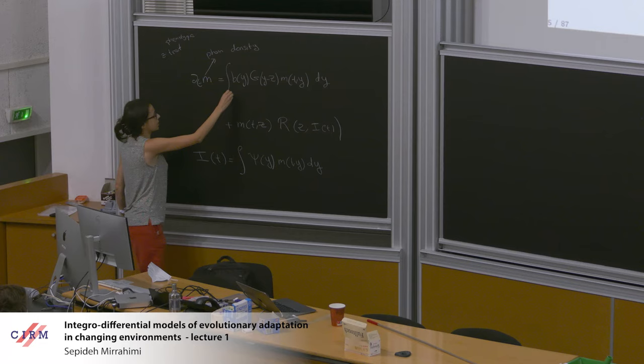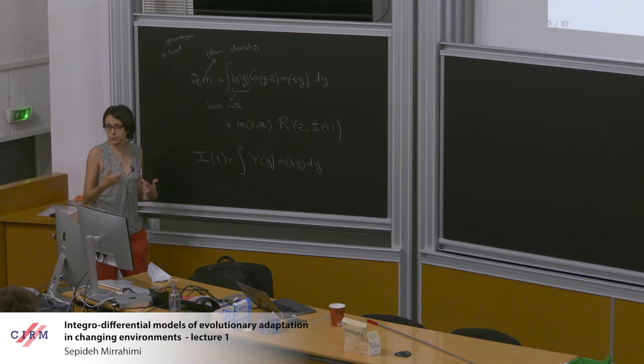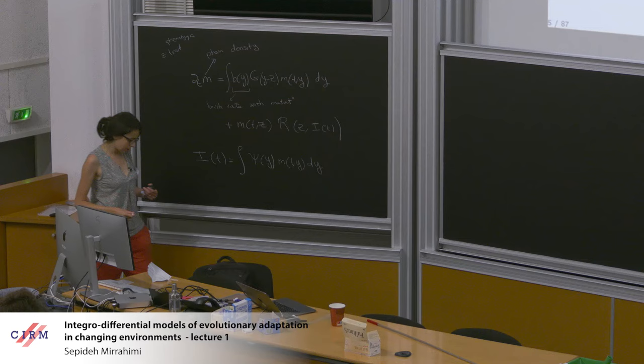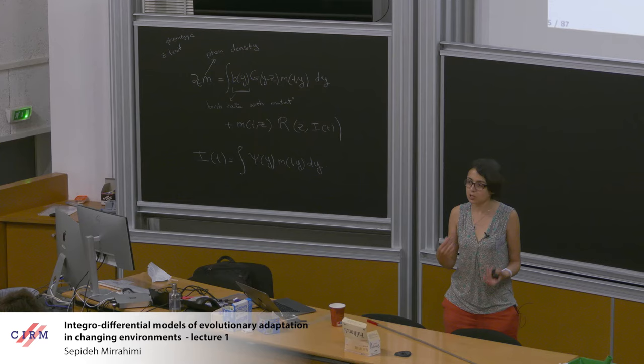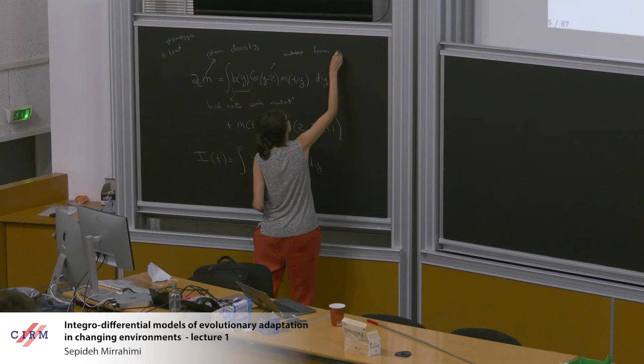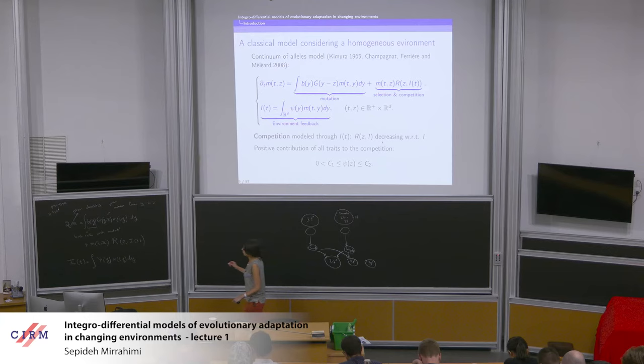So this B of Y is the birth rate leading to mutations. So we don't always have mutations, of course. There's a small probability in general of mutation. And here, this would be a birth rate with mutation. And G of Y minus Z, with dy, gives the law of the mutation distribution, okay? The probability of going from Y to Z. So this describes the probability density of mutation from Y to Z, okay? And then this whole term corresponds to the mutations.